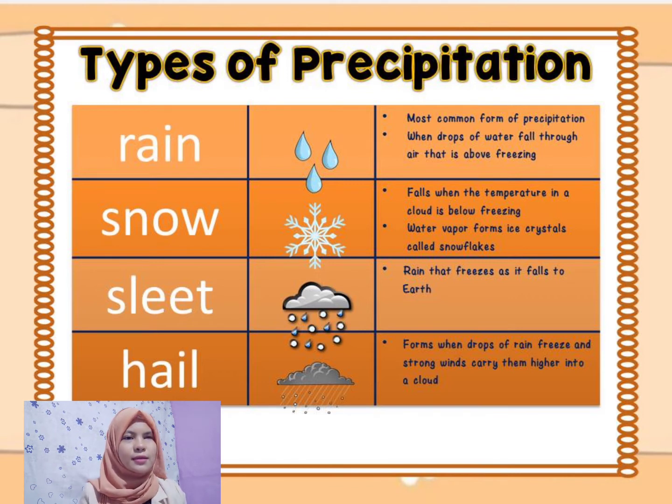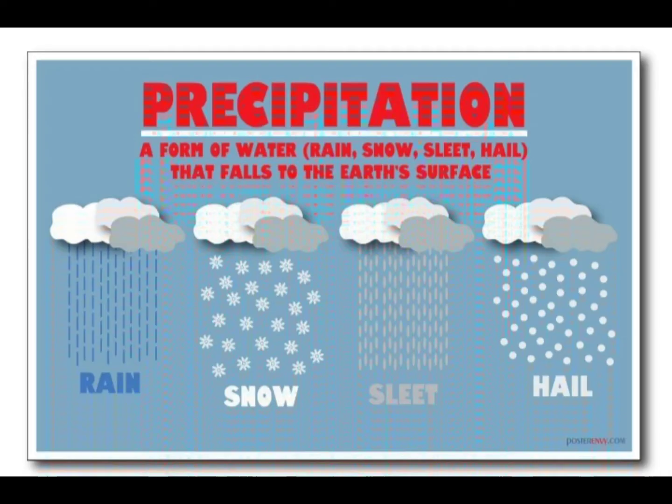The third one is sleet. It is rain that freezes as it falls to the earth. The last one is hail. It forms when drops of rain freeze and strong winds carry them higher into a cloud.